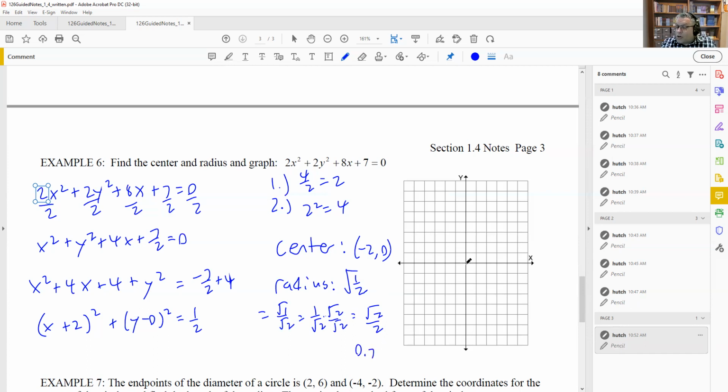So when we graph this one, we're going to go to -2, 0, which is right here. The radius is 0.7, so it's going to be a real tiny circle this time, something less than 1. So it's a real tiny circle we have. That's what the graph would look like on this particular one.